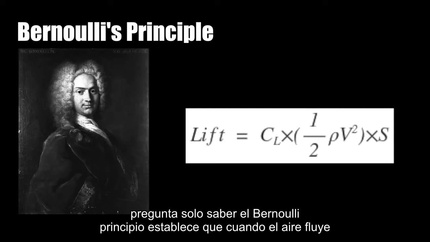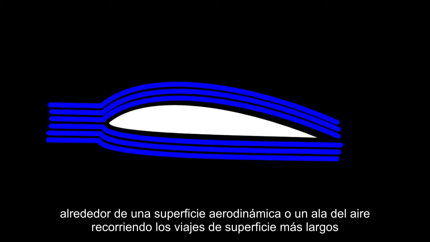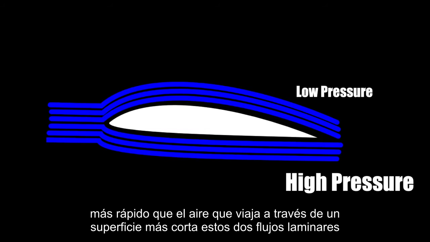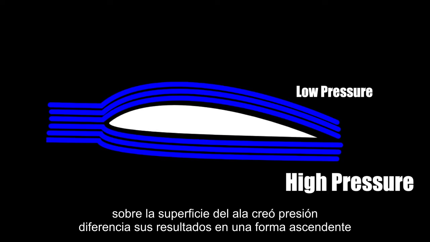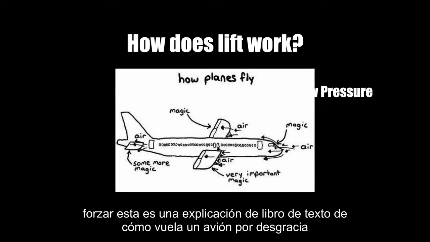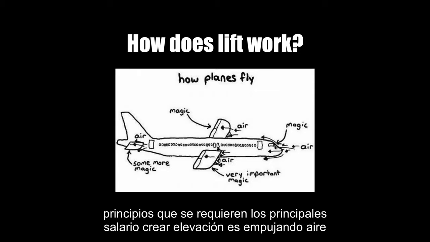Just note that Bernoulli's principle states that when air flows around an airfoil, or a wing, the air going over the longest surface travels faster than the air traveling across a shorter surface. These two laminar flows over the wing's surface create a pressure difference that results in an upwards force. This is a textbook explanation of how an aircraft flies. Unfortunately, that's not the whole story, so let's move on to the two other principles that are required.